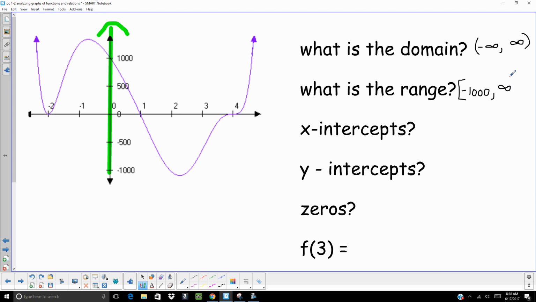And again, I'm looking at my y values, or my y axis on this one. What is my lowest y value? What is my biggest y value? And this is continuous, so it's including all of those values in between.